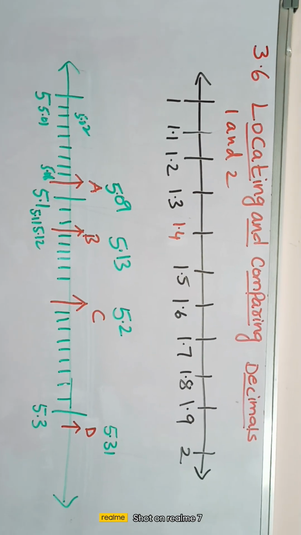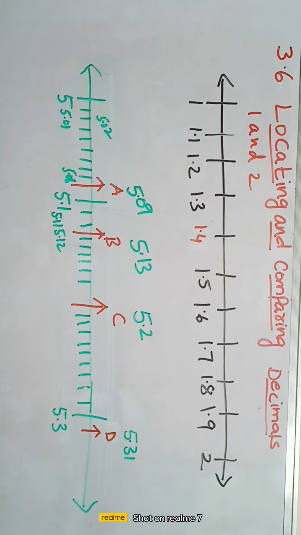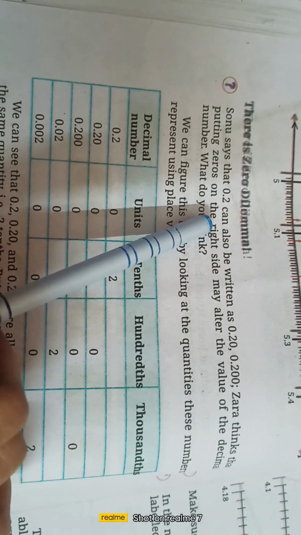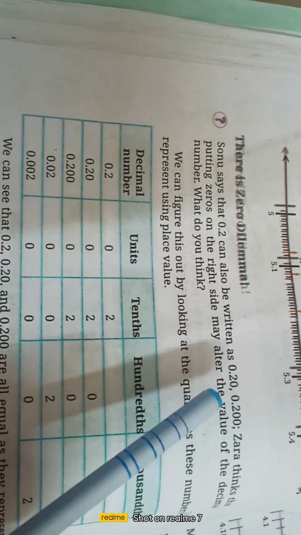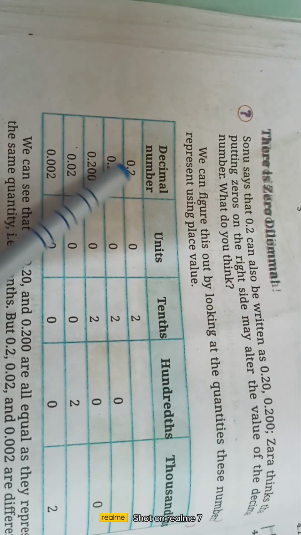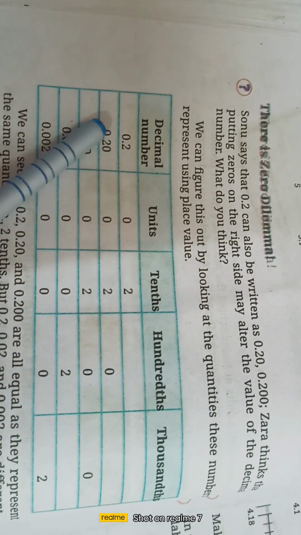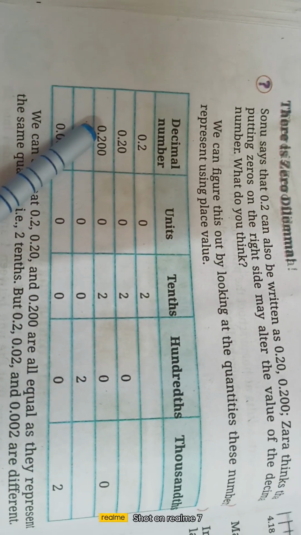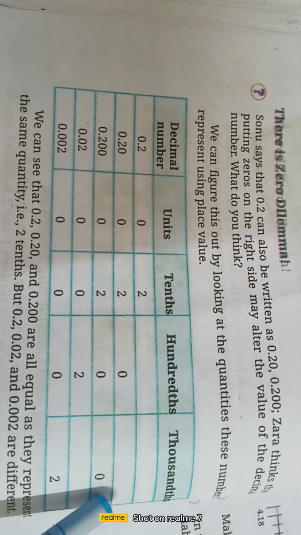Next, 5.3 means 5.30. Next 5.31. Near D, 5.31 has to come. Now the zero dilemma. Here 0.2 is given and it can be written as 0.20, 0.200. In the decimal number 0.2, 0 is in the units place and 2 in the tenths place. Next, 0.20: units 0, tenths 2, hundredths 0.